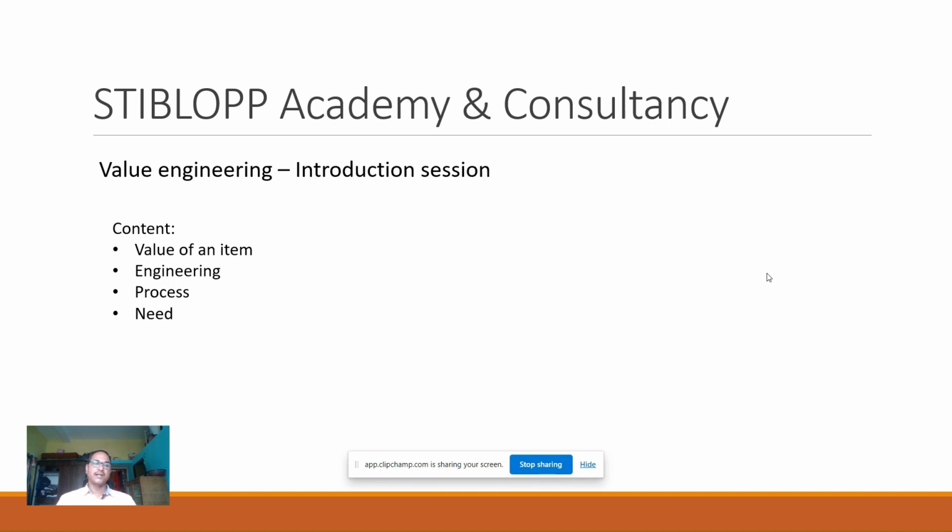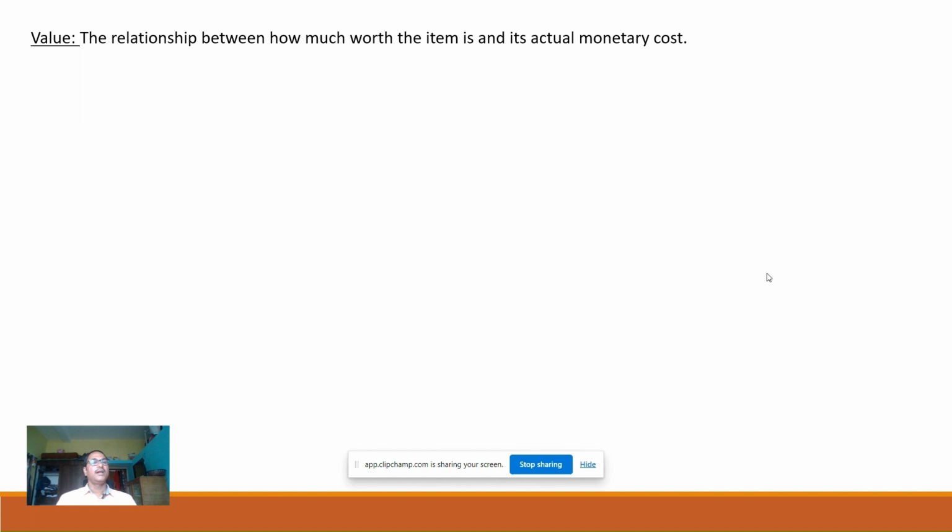First, let's try to understand what is meant by the value of an item. In simple terms, the value is the relationship between how much worth the item is and its actual monetary cost. Mathematically, this is expressed as the ratio of function to the cost. Now, let's try to understand this concept with a simple example.